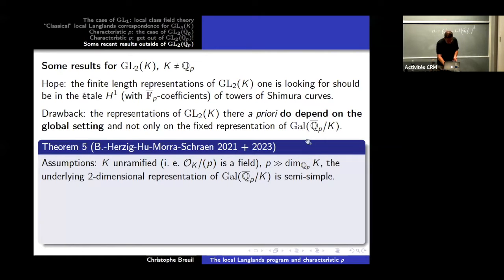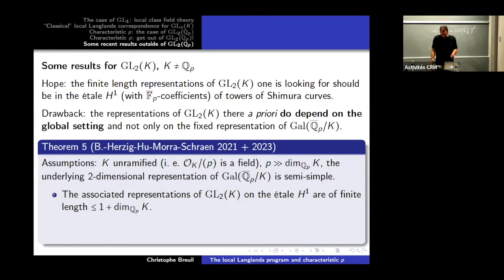But there are a few assumptions now, which are important assumptions. We assume K is an unramified extension of Q_p. So, for instance, O_K mod p is a field. I assume p is big enough, in particular bigger than the degree of the field K over Q_p. And I also assume, right now, that the underlying two-dimensional representation of Galois of Q_p-bar over K is semi-simple. So either irreducible or a direct sum of two characters.